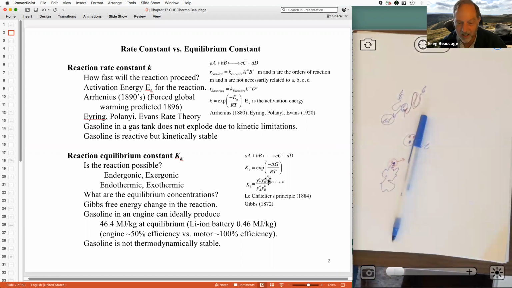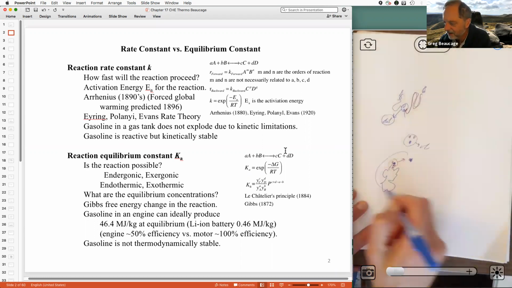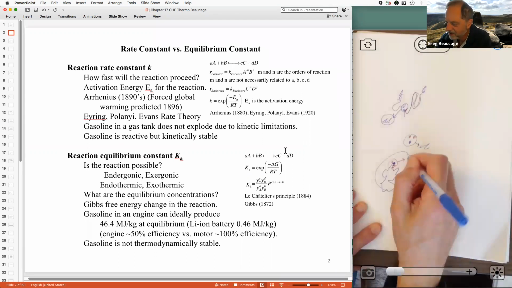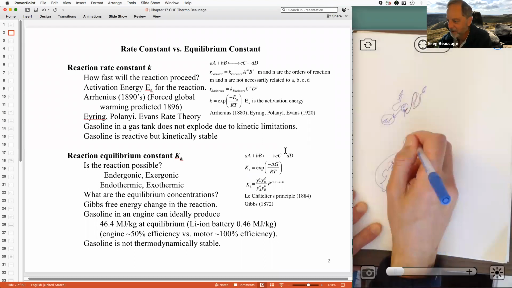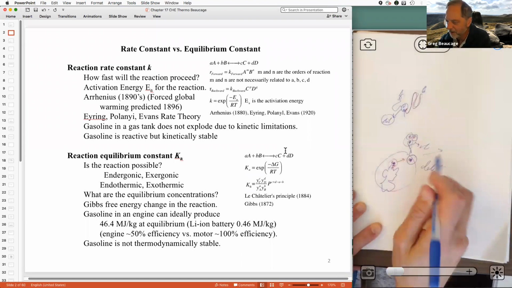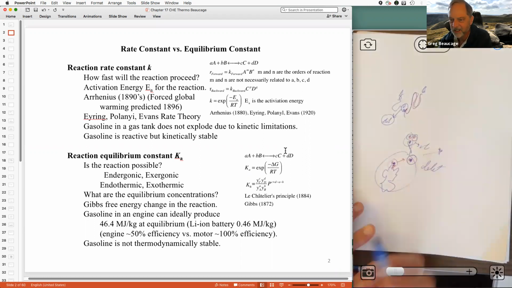Whereas in the equilibrium constant, these are always the stoichiometric numbers, right? Because you're just talking about before and after. You don't care about how it happened. You don't care about these details. You just care about what's the energy of that final product compared to the energy of the initial things. What's the change in energy? And that gives you how many miles you get from a gallon of gasoline, right? The energy that you can get out of it.